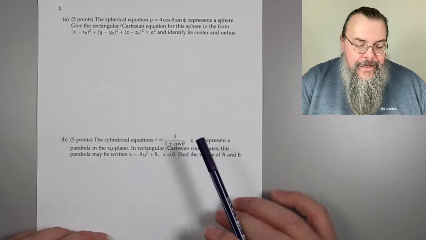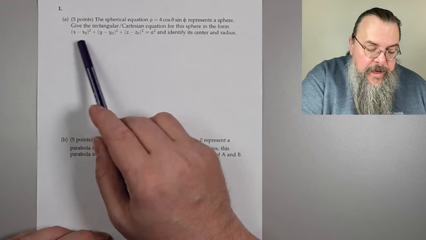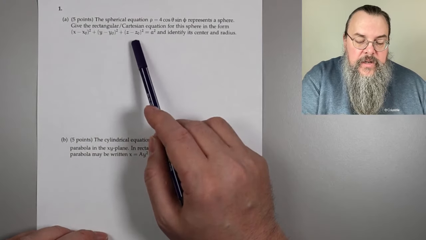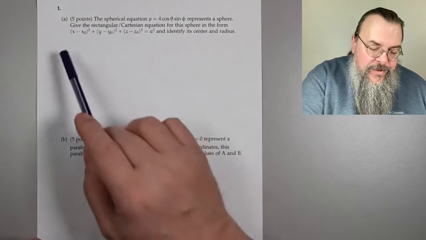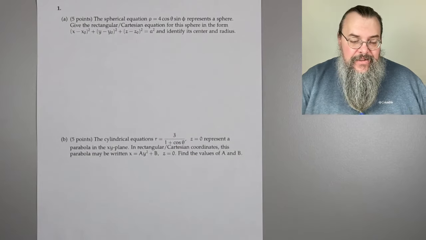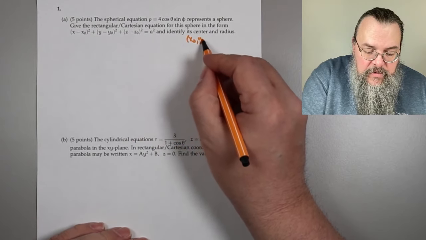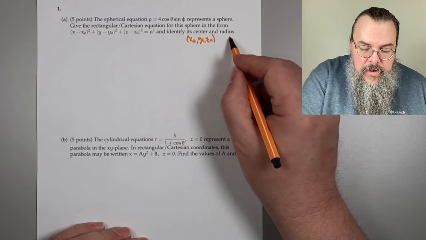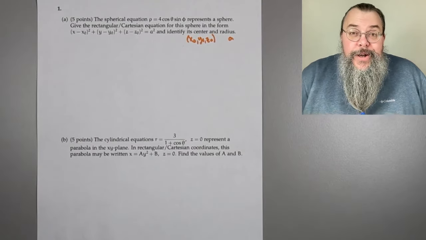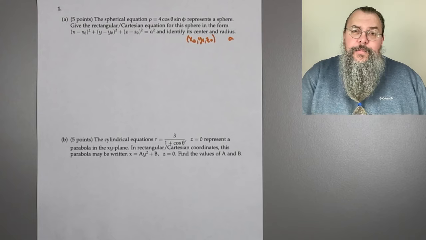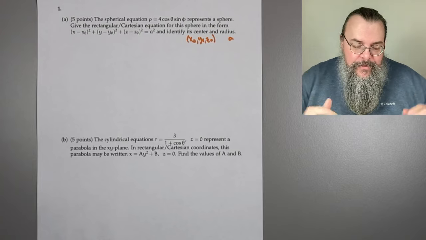Okay, I'll buy that. Now, we're asked to give the rectangular slash Cartesian equation for the sphere in the form (x minus x0) squared plus (y minus y0) squared plus (z minus z0) squared equals a squared, and identify its center and radius. Once we have it in this form, center and radius are pretty easy. As a reminder, the center is x0, y0, and z0, and the radius is what we call a, because that's a squared. Normally we put r squared, but they're probably thinking that r is too much of a hint. Or perhaps, since we're in coordinate systems, they didn't want polar r floating there. I don't know. But anyways, this is what we have.